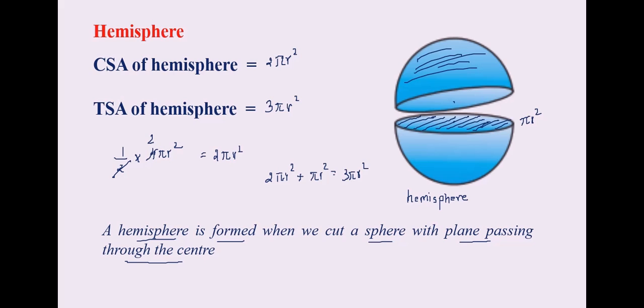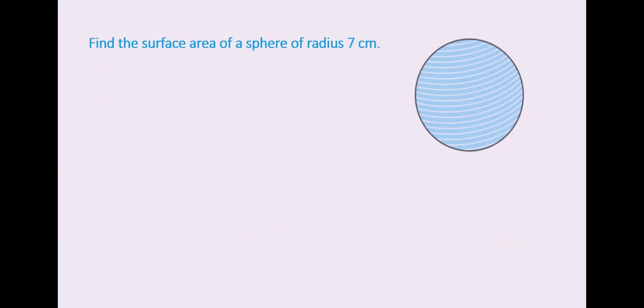So is it clear to you? This is what we have. CSA is 2 pi r square, TSA is 3 pi r square. In the case of the sphere, they both were one and the same, 4 pi r square. Now we start with the sums.